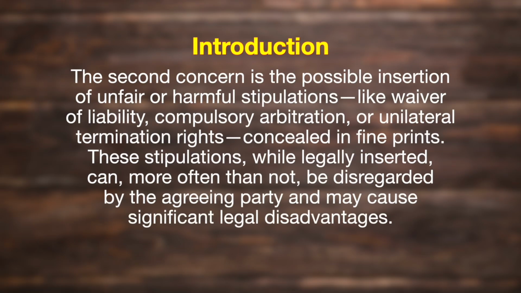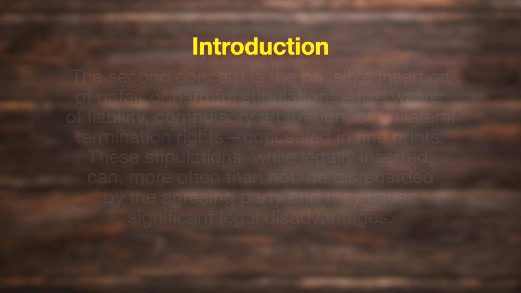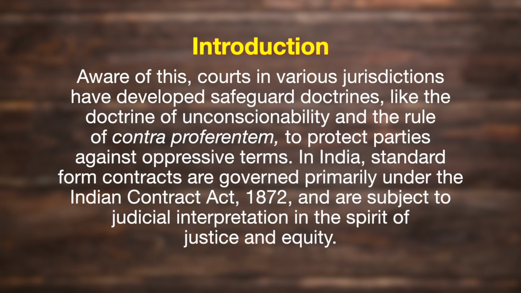The second concern is the possible insertion of unfair or harmful stipulations like waiver of liability, compulsory arbitration or unilateral termination rights concealed in fine print. These stipulations, while legally inserted, can more often than not be disregarded by the agreeing party and may cause significant legal disadvantages. Aware of this, courts in various jurisdictions have developed safeguard doctrines like the doctrine of unconscionability and the rule of contra proferentem to protect parties against oppressive terms.